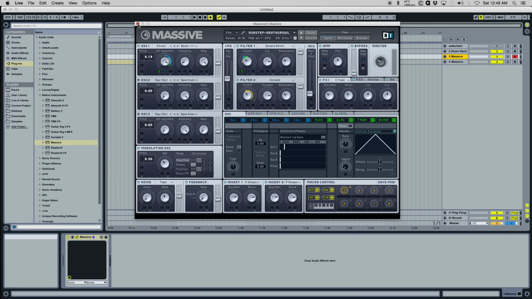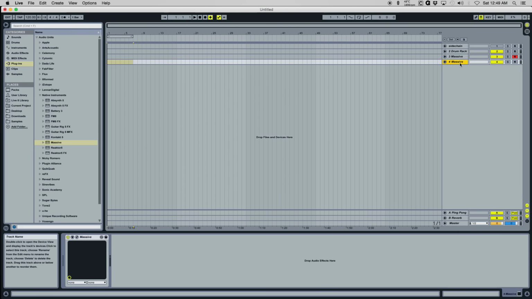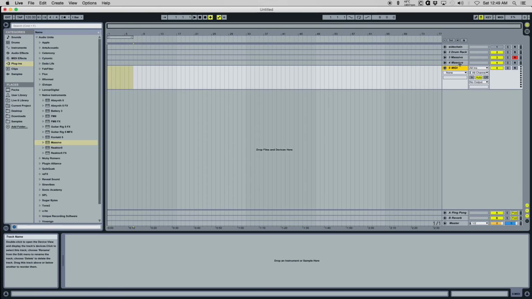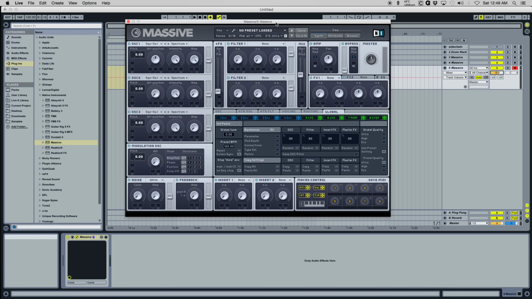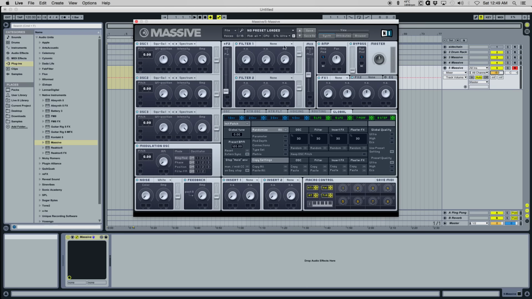So here we go. I'm gonna start a new instance of Massive. And pretty much, the way I'm gonna give it is as a step-by-step process to make it easy. So step one, choose your oscillator.